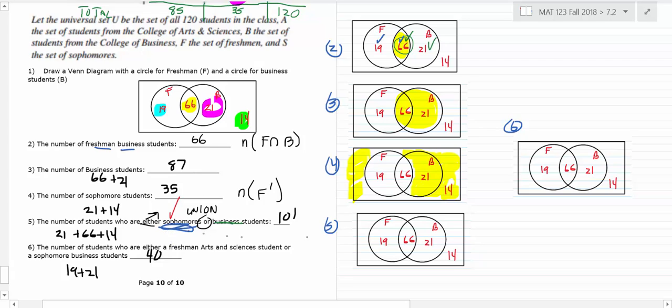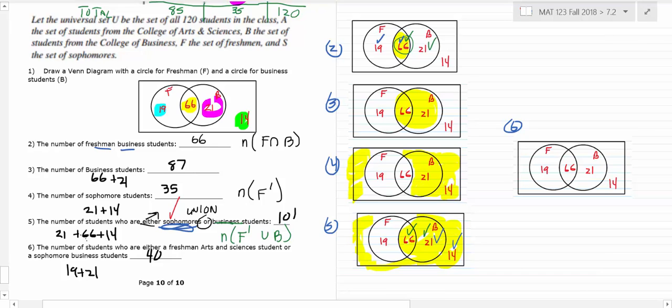Okay, so it's a union. The sophomores would be there and there. The business students would be here and there. Now remember, you're doing a union. So this is really the union of sophomores, a sophomore being the complement or someone that's not a freshman, united with a business student. So that's what you're doing in this problem. So it would be 21, 66, and 14. Remember, you don't duplicate anything when you're doing a union, so that would end up going like that. So that's how that goes together.